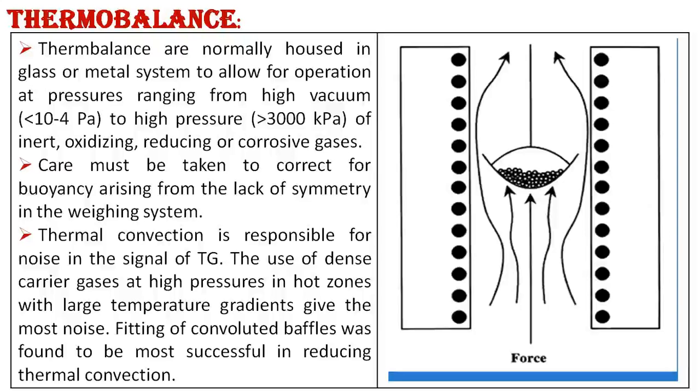Thermal convection is responsible for noise in the signal of TG. The use of dense carrier gases at high pressure in hot zones with large temperature gradients gives the most noise. Fitting of convoluted baffles was found to be more successful in reducing thermal convection.